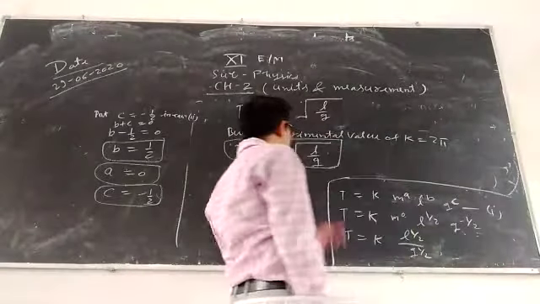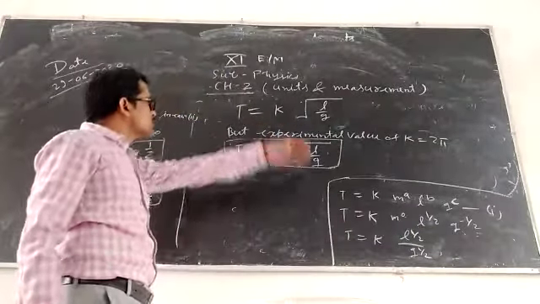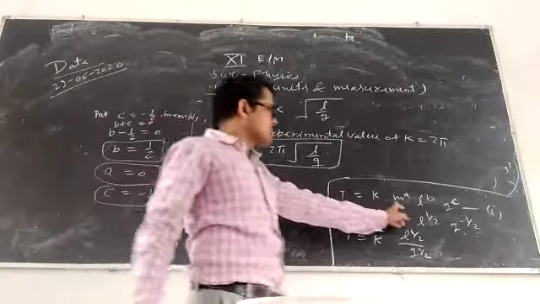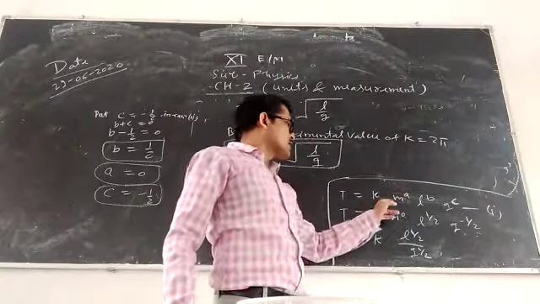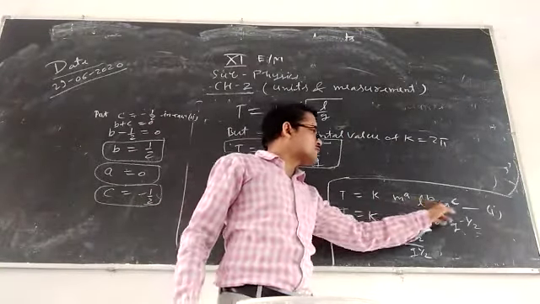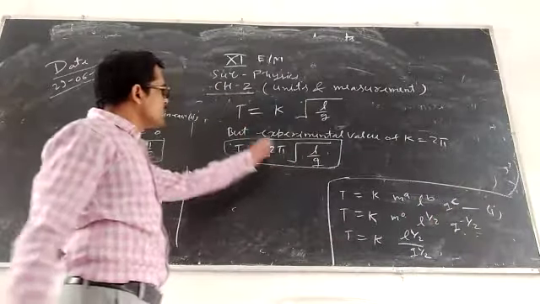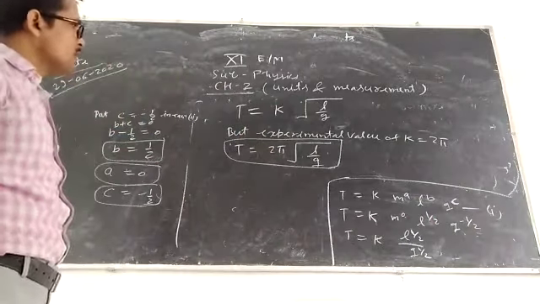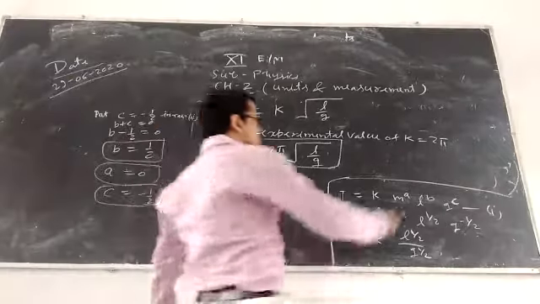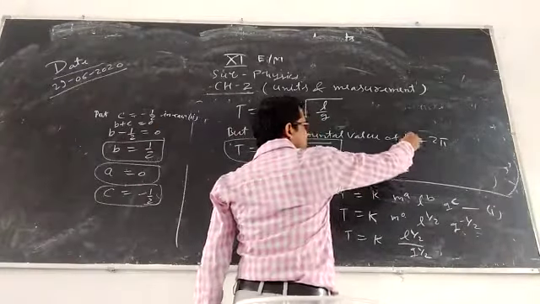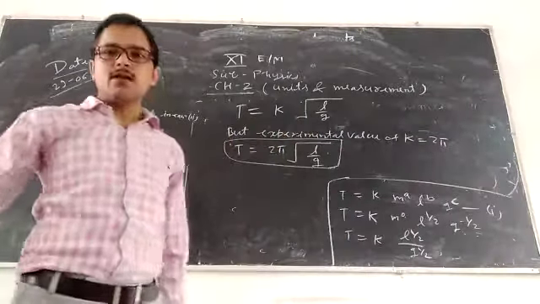We will put this value in equation number first. T is equal to k, M to power a, L to power b, G to power c. We will put all the values, then you will get T equal to k under root L upon G. The value of k is equal to 2 pi. That's why you will get T equal to 2 pi under root L upon G.